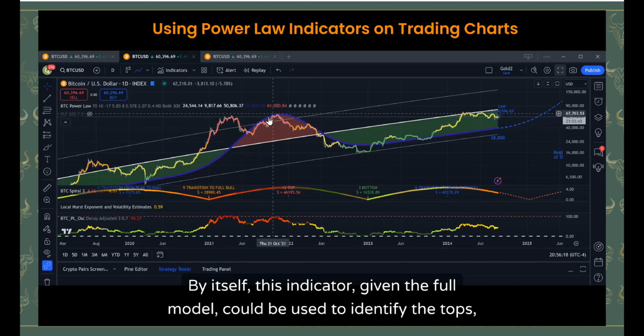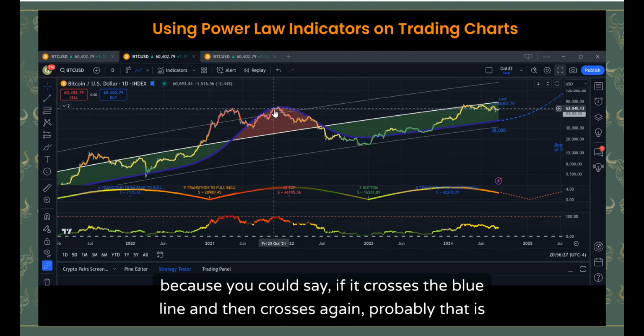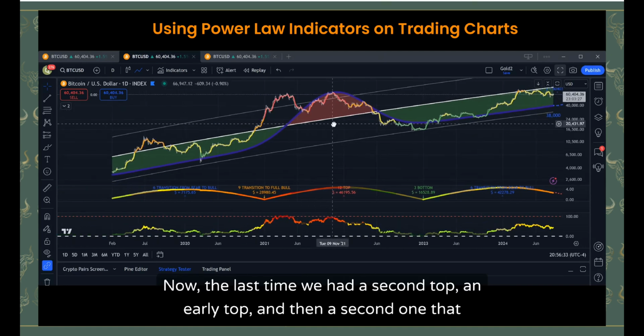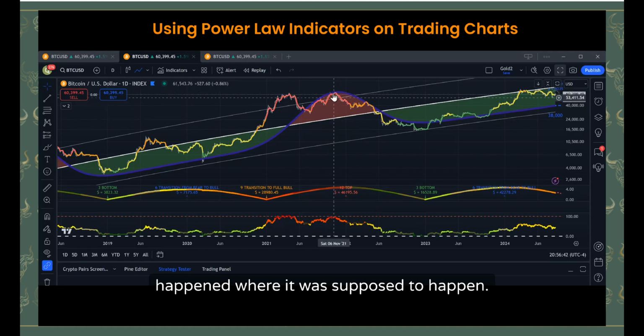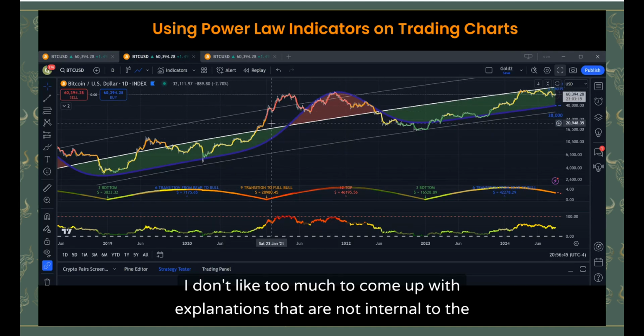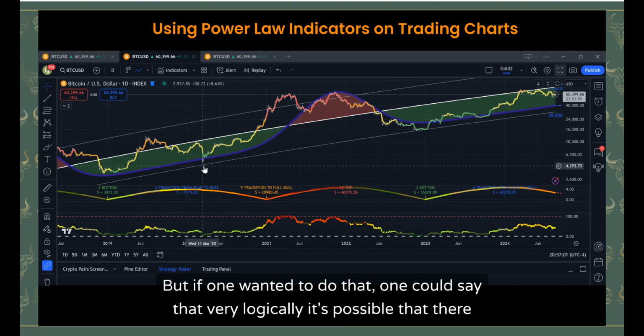Now, by itself, this indicator, given the full model, could be used to identify the tops, because you could say if it crosses the blue line and then crosses again, probably that is a top. Now, the last time we had a second top, the early top, and then a second one that happened where it was supposed to happen. Now, I don't like too much to come up with explanations that are not internal to the logic of Bitcoin itself, because one can make up an explanation anytime.